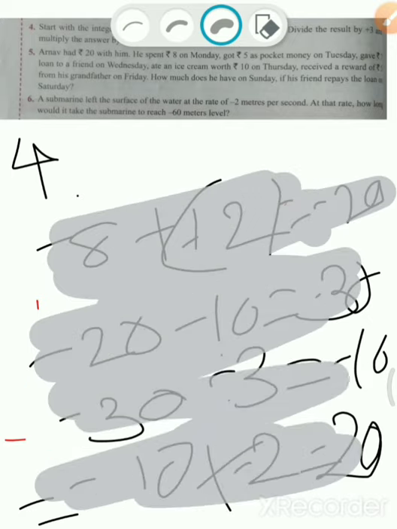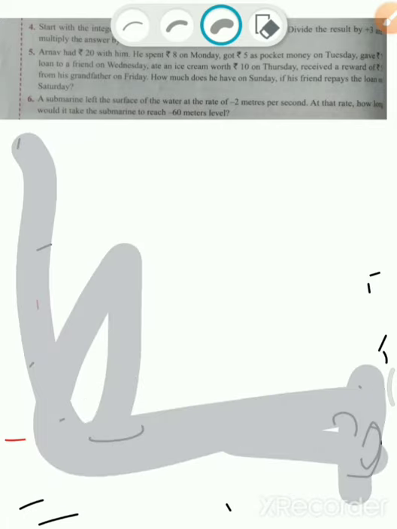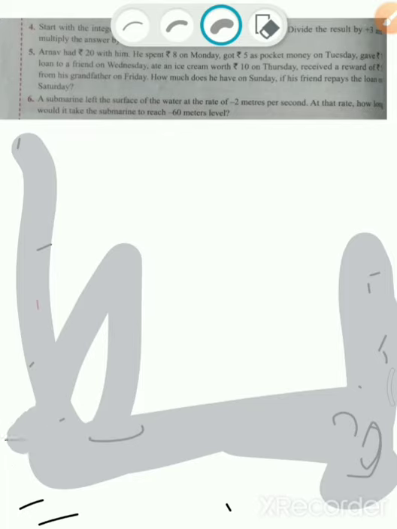Question number 5, as I told you, is exactly related to your example 2. If you look carefully at your example 2, then you can do it. So no need to explain more about this question here. Whatever he gets, you will add. Whatever he spends or uses will be negative or subtracted, then you will get everything.